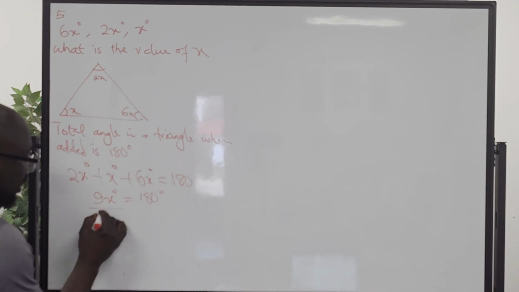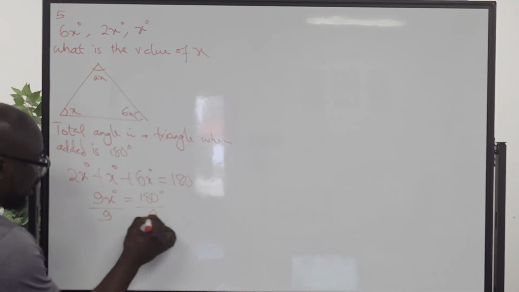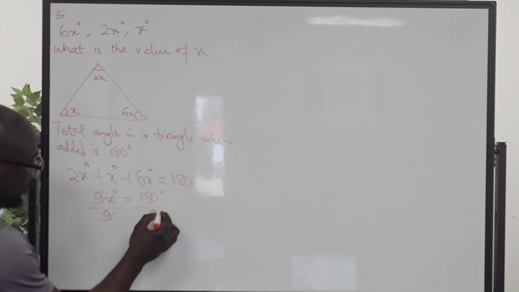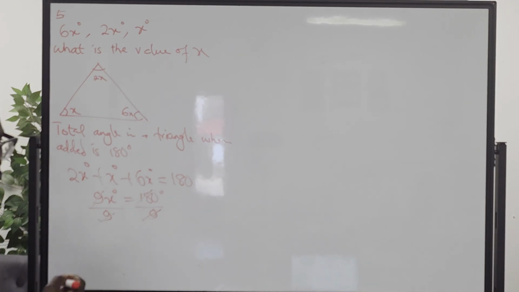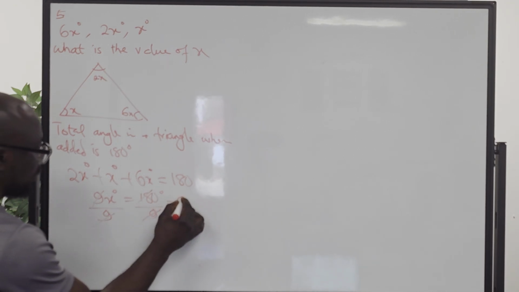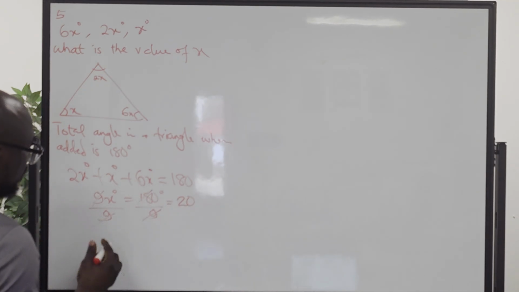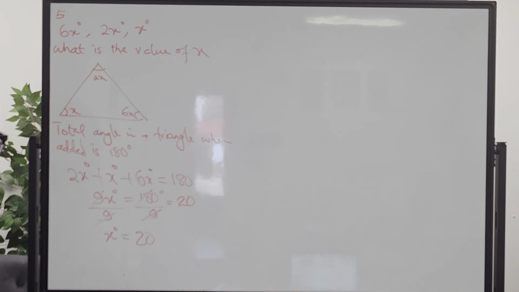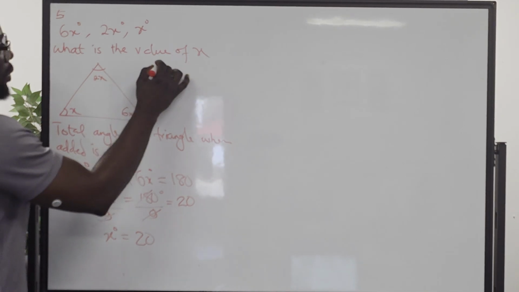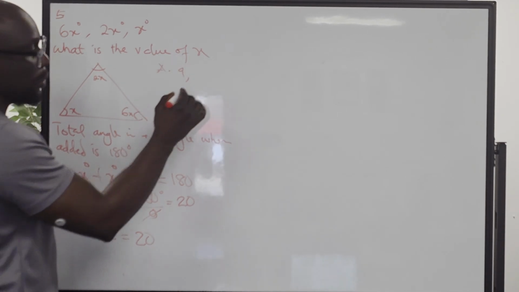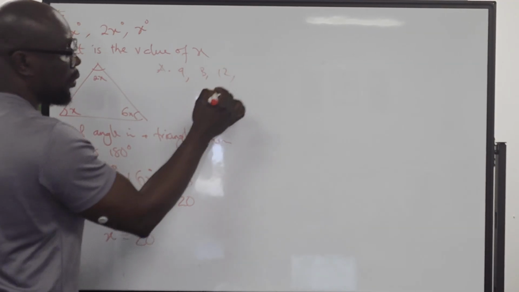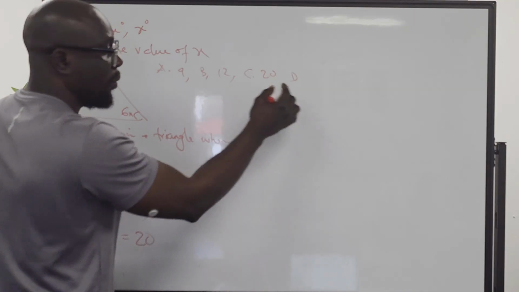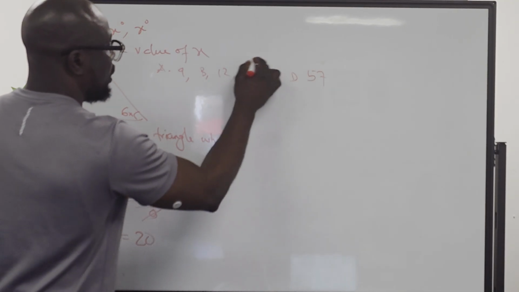So that our x is 180 divided by 9. 9 in 18 is 2. So that's 20. So our x is equal to 20. The options we're given: option A is 9, option B is 12, option C is 20, and option D is 57. So your answer is 20.